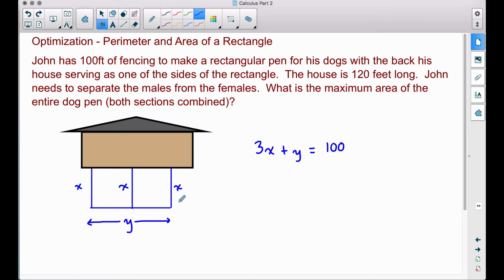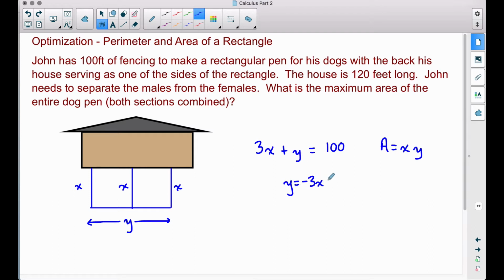The area of the entire dog pen is still going to be x times y. Let's look at this. Even though we have two sections, this one here and this one here, the area of the entire dog pen is still going to be a length times a width, x times y. Very similar now to the previous two examples. Let's get a variable by itself. It is best to get y by itself here.